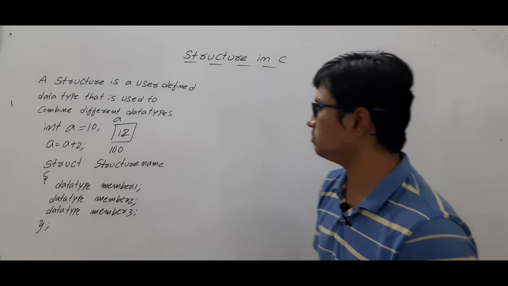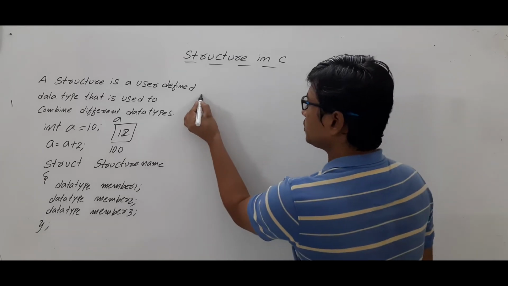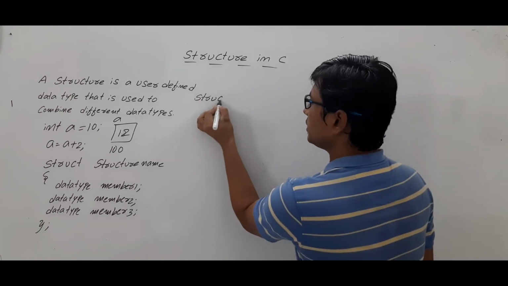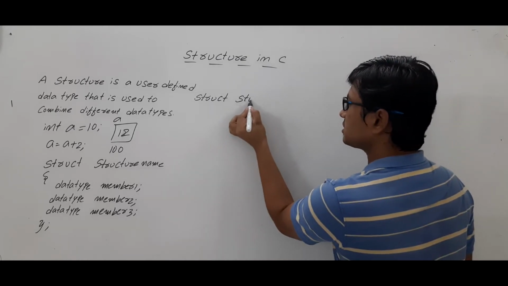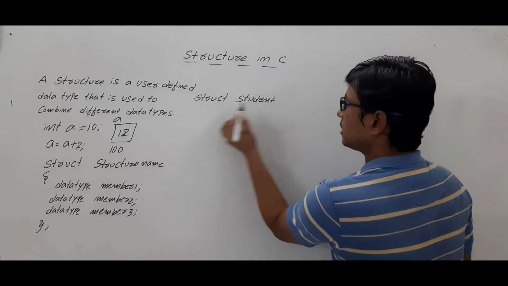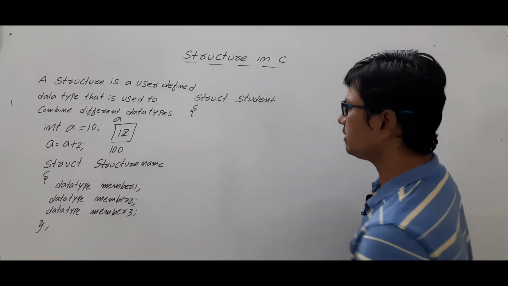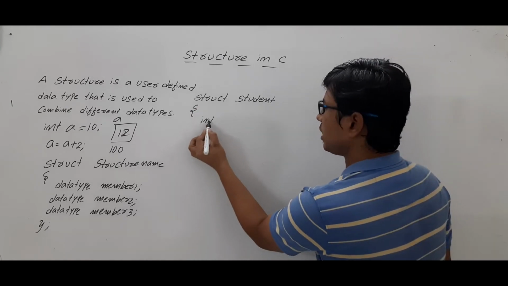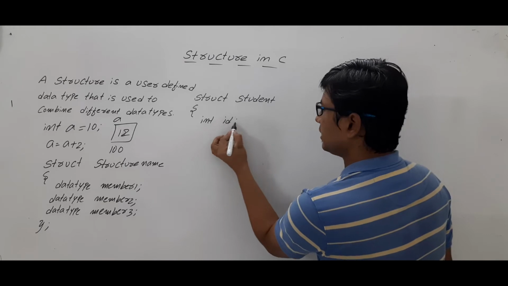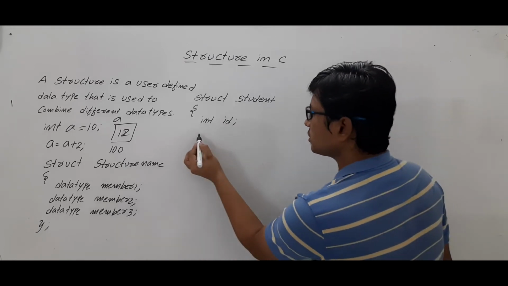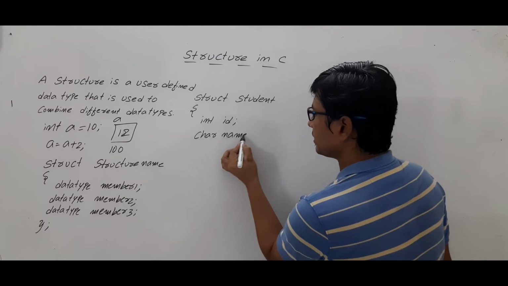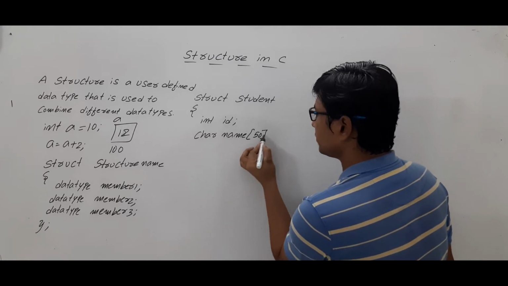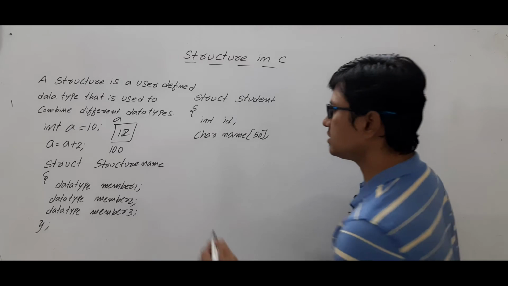So this is the generalized syntax. Let me discuss with a simple example. I want to create a structure called student. So I am writing a keyword called struct and the name of the structure is student. Then I want to store his ID, so int id, and I want to store the student name, so I am creating a character array of some size 50, and I want to store his age.